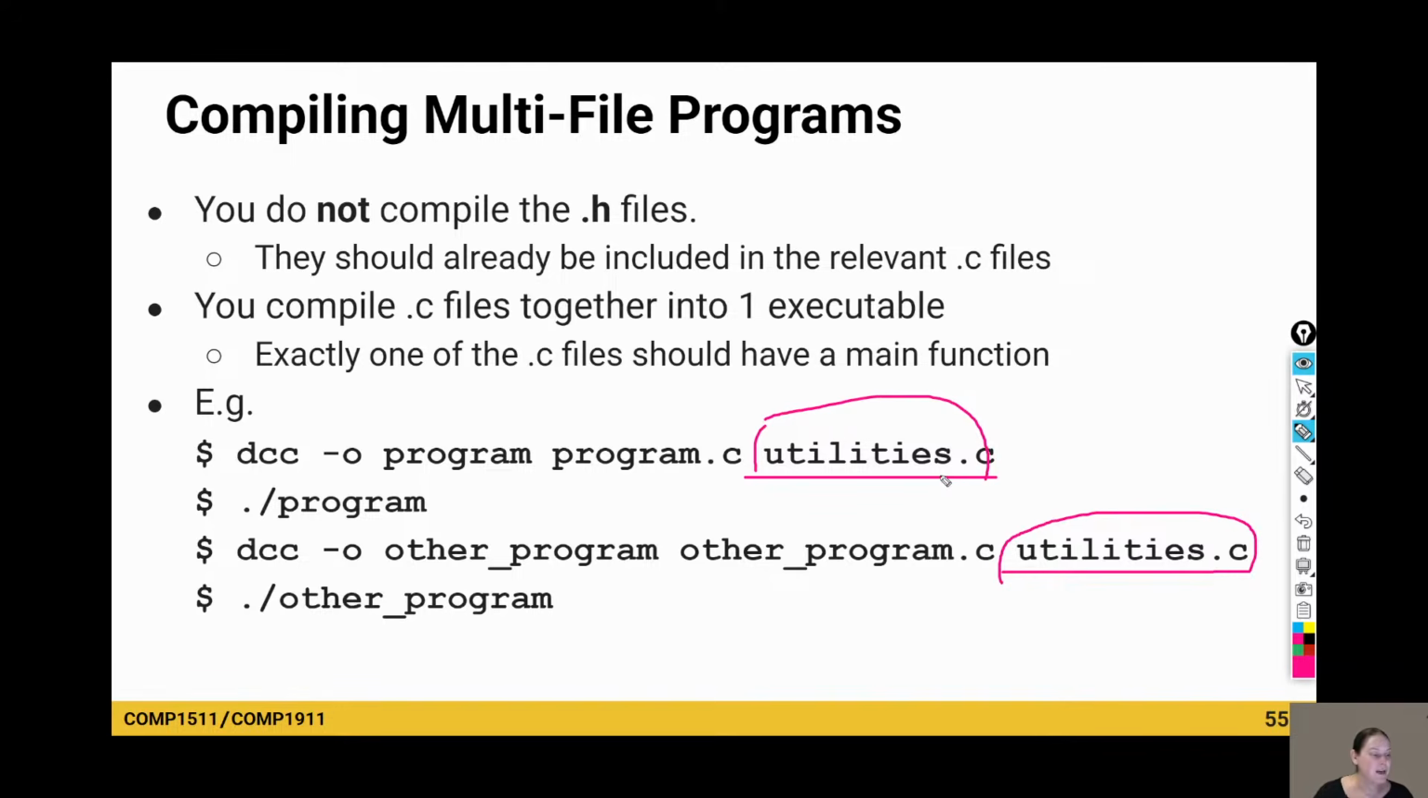Yeah, arrayutilities.h gets hash included, and then the utilities.c would have to be compiled in with the rest of the program.